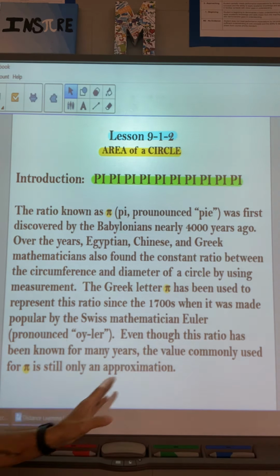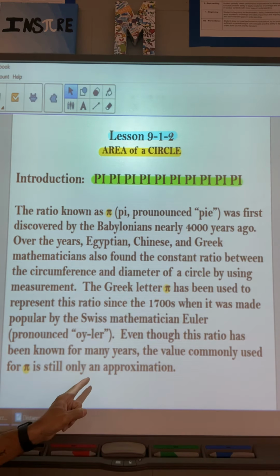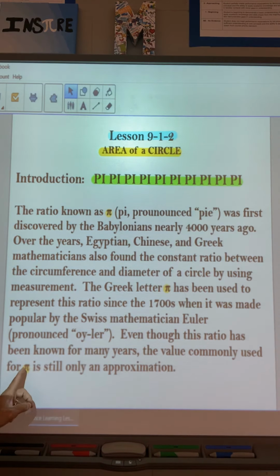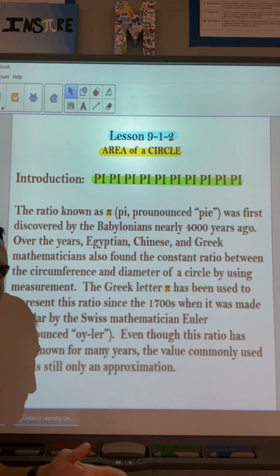Even though this ratio has been known for many years, the value commonly used for pi is still only an approximation. We still don't have that constant number yet.